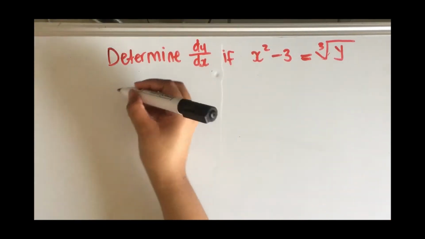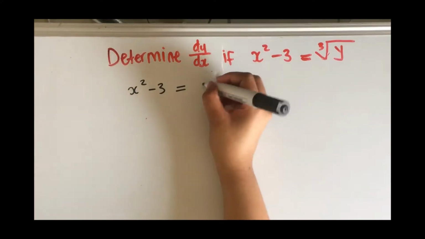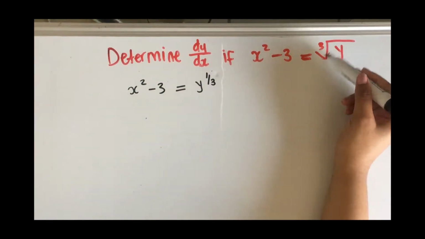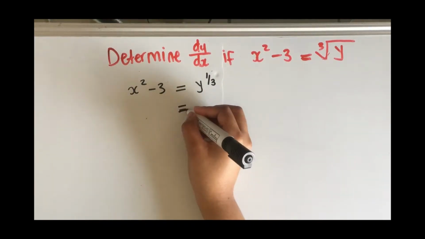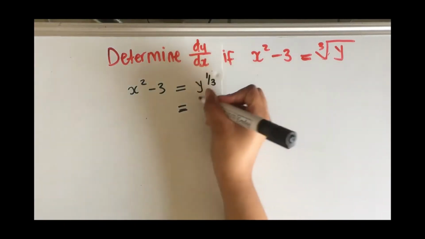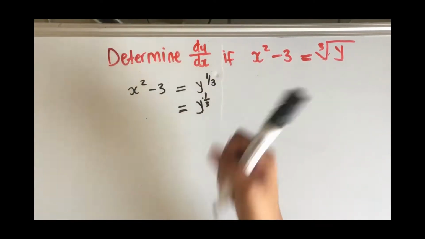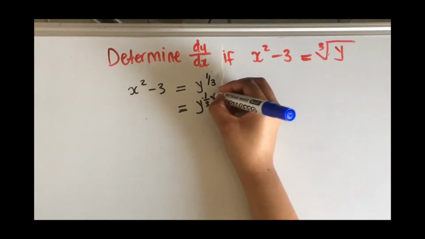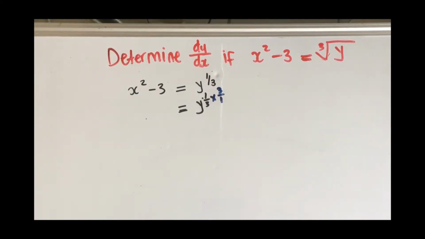Okay, so it's going to be x squared minus 3 is equal to y to the power of 1 over 3, because we removed that root. Now that we have it like this, we want to remove that 1 over 3. So we multiply by 3 over 1, and on the left we do the same thing.